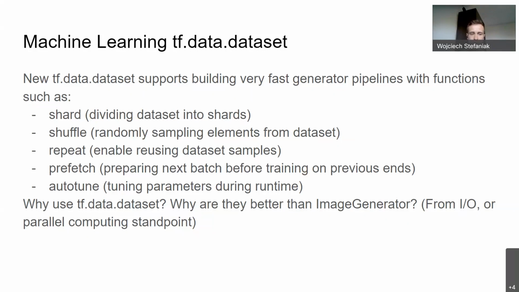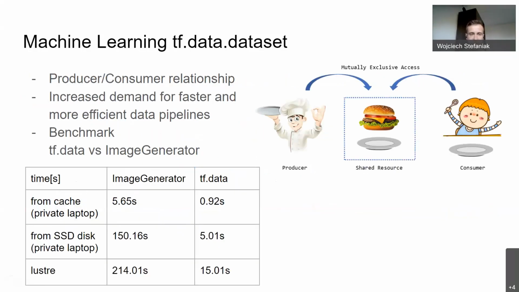Also, there is a feature called autotune, which will tune parameters of some of those functions during runtime to our hardware, to our needs. But yeah, there are a lot of features in tf.data, but is it really that much faster than the image generator?